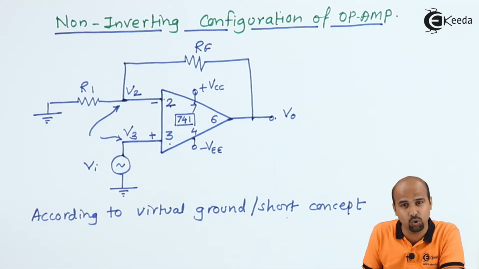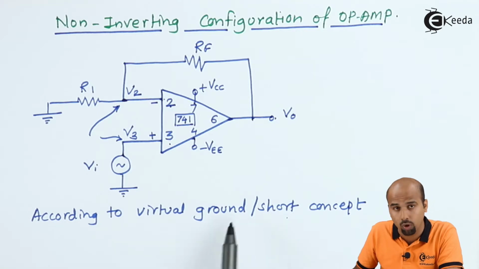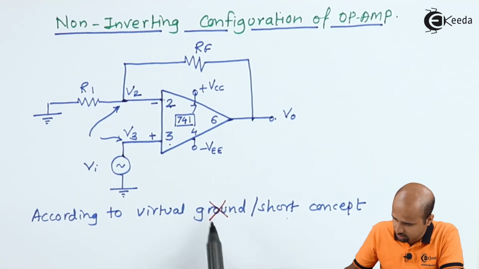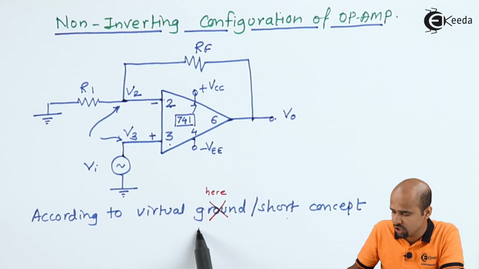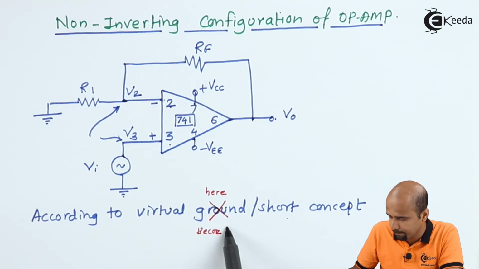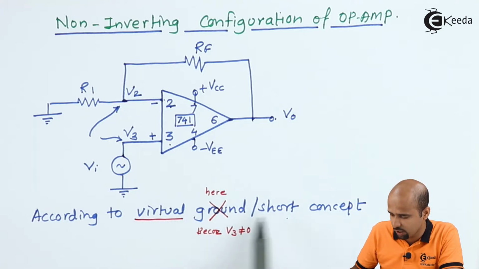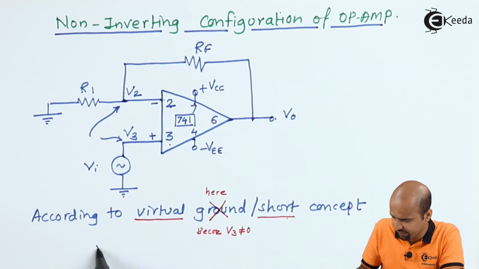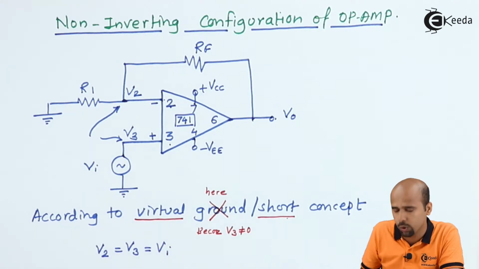But is V3 connected to ground? No, it is not connected to ground, rather V3 is connected to Vi, right? And Vi is neither ground nor infinite. So that is why this is not virtual ground, this is virtual short concept. So here we will not mention virtual ground because V3 is not equal to 0. So we will say that this is virtual short concept. According to virtual short concept, V2 is equal to V3, which is equal to input voltage.